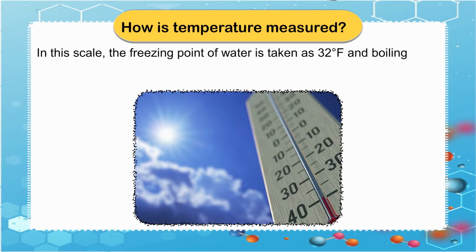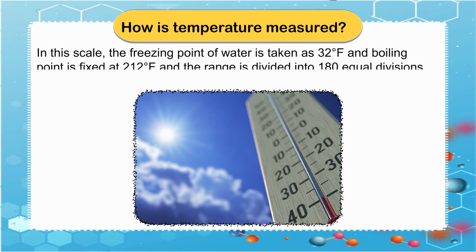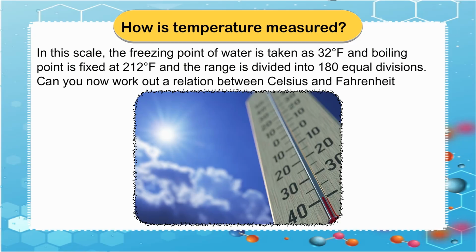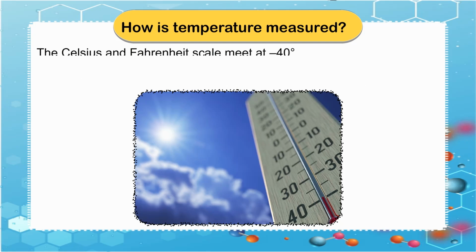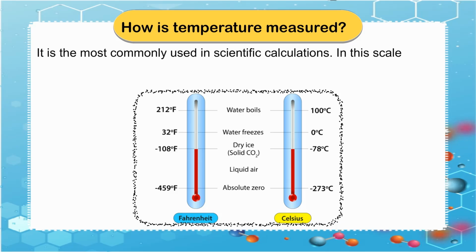In this scale, the freezing point of water is taken as 32 degrees Fahrenheit and boiling point is fixed at 212 degrees Fahrenheit, and the range is divided into 180 equal divisions. Can you now work out a relation between Celsius and Fahrenheit scale? The Celsius and Fahrenheit scale meet at -40 degrees. This means -40 degrees Celsius is equal to -40 degrees F. It is the most commonly used in scientific calculations.